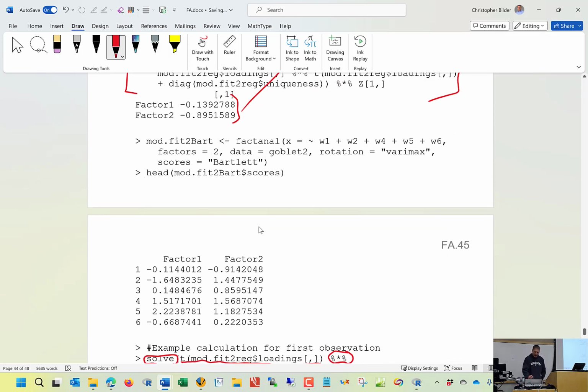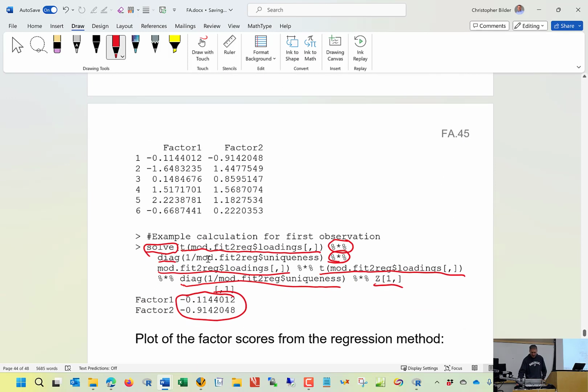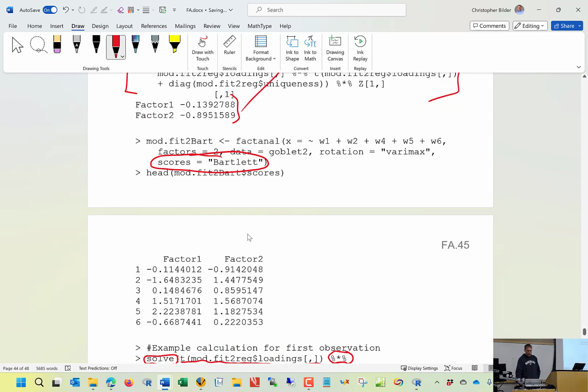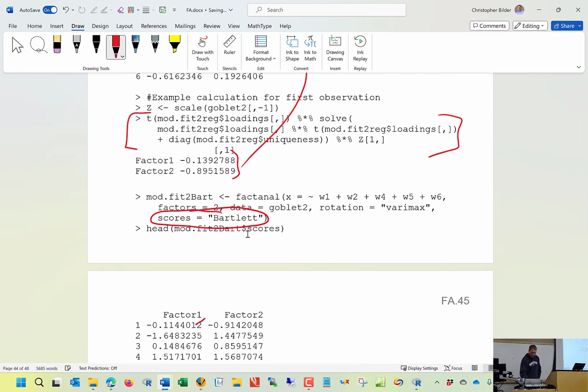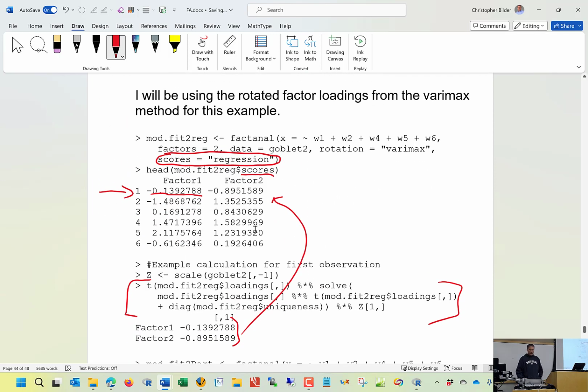So for the Bartlett method, I say scores equal Bartlett. Here are my common factor scores. Notice the values here, negative 0.114, negative 0.914. Notice how they're a little bit different. You shouldn't expect it to be too different. They won't be exactly the same, generally, but there are going to be small differences.